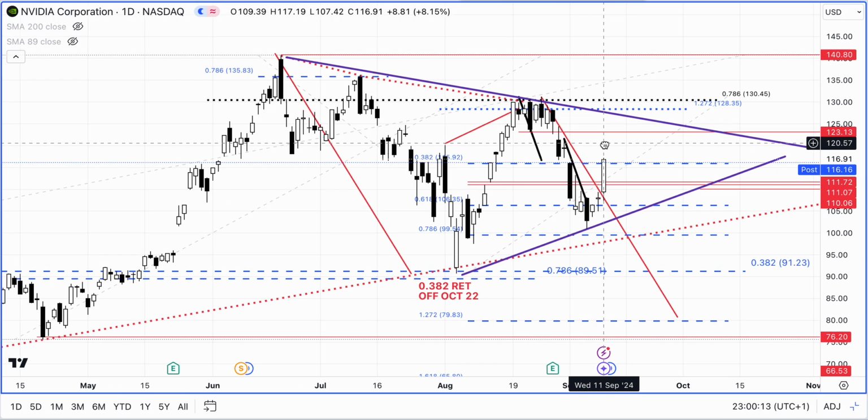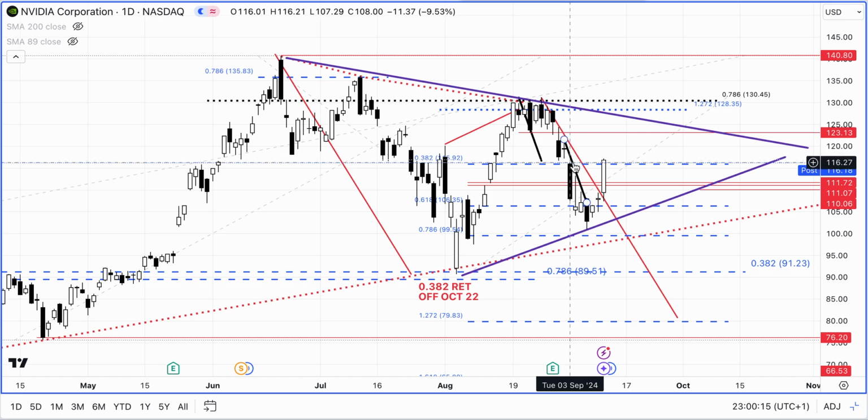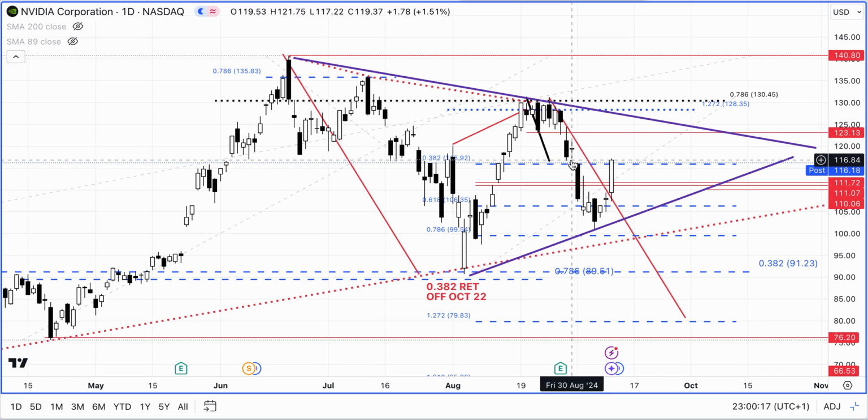So that is really good. It's just gone back into this gap formation. Let me actually remove these so it's really clear.